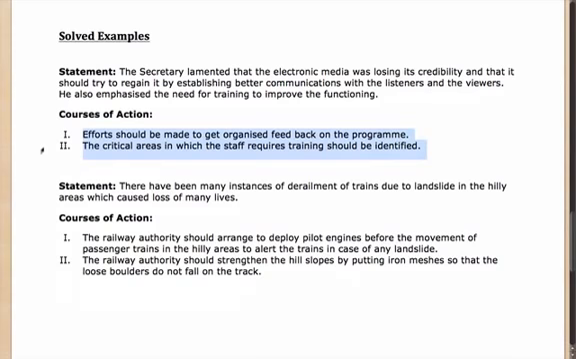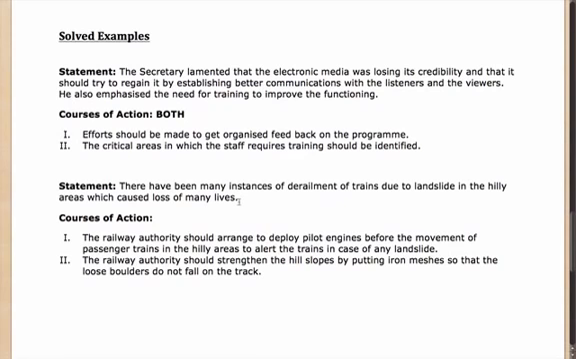Well, you should recommend both of them because to gauge the quality of something, to improve it, you first of all need to gather feedback on the program. Only then you can improve it. Also, the need for training has been emphasized, but where are you going to give training? For that, the areas need to be identified. So, essentially, in this particular question, both the courses of action follow, and you should mark both as the answer.